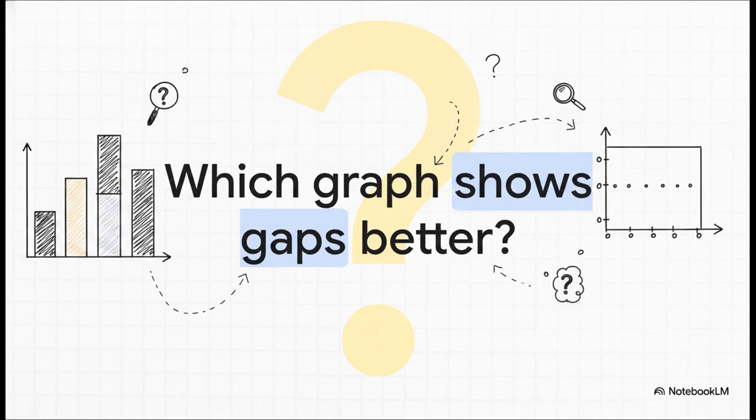All right, time for a quick pause check. I want you to pause this explainer for just a second and put on your critical thinking cap. If you are specifically trying to spot gaps where absolutely no data exists, which graph is going to show that better, a traditional bar chart or a histogram? Hit pause, lock in your answer, and then hit play when you're ready.